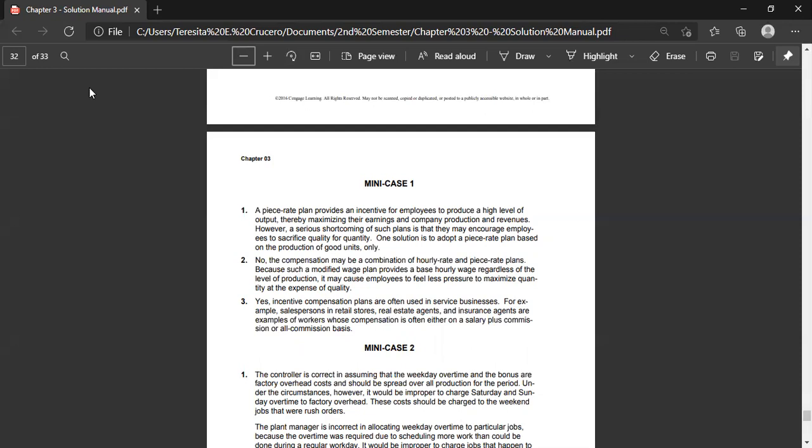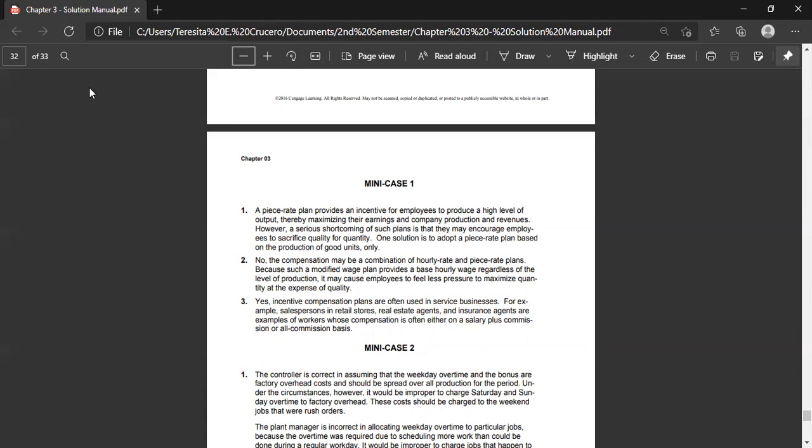Number 3, can incentive compensation also apply to service businesses? Yes, this plan is often used in service businesses. For example, salespersons in retail store, real estate agents, and insurance agents are examples of workers whose compensation is often either on a salary plus commission or all commission basis.